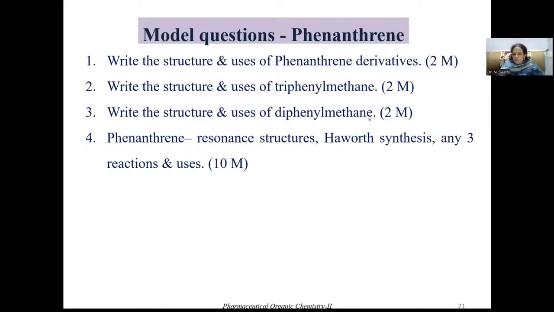Now the other 2 small topics are also very, very important, which you may get as 2 marks questions. That is the structure and uses of diphenyl methane and triphenyl methane. These questions were given for 2 marks repeatedly in the earlier question papers. So these are the few important questions when it comes to phenanthrene, diphenyl methane and triphenyl methane.